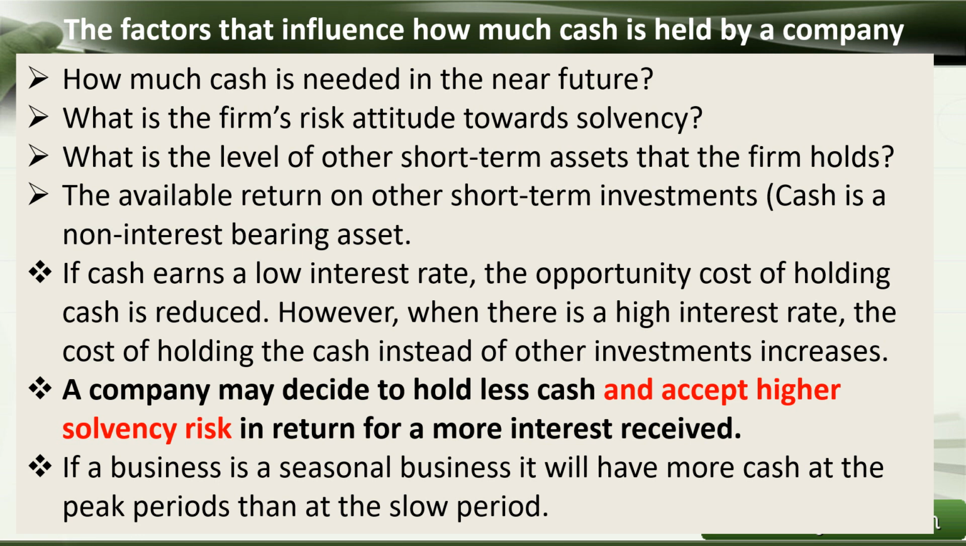A company may decide to hold less cash and accept higher solvency risk in return for more interest received. Because we have taken that risk, we invest that short-term cash into some short-term return investment. If a business is a seasonal business, it will have more cash at the peak periods than at the slow period, because in the slow period the inventory will not be moving at much frequent speed.